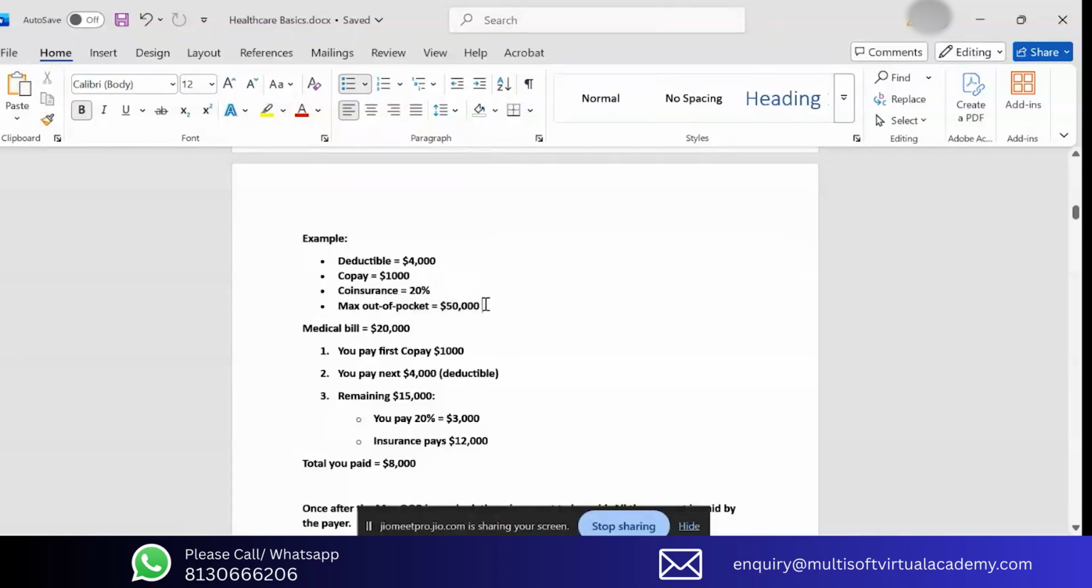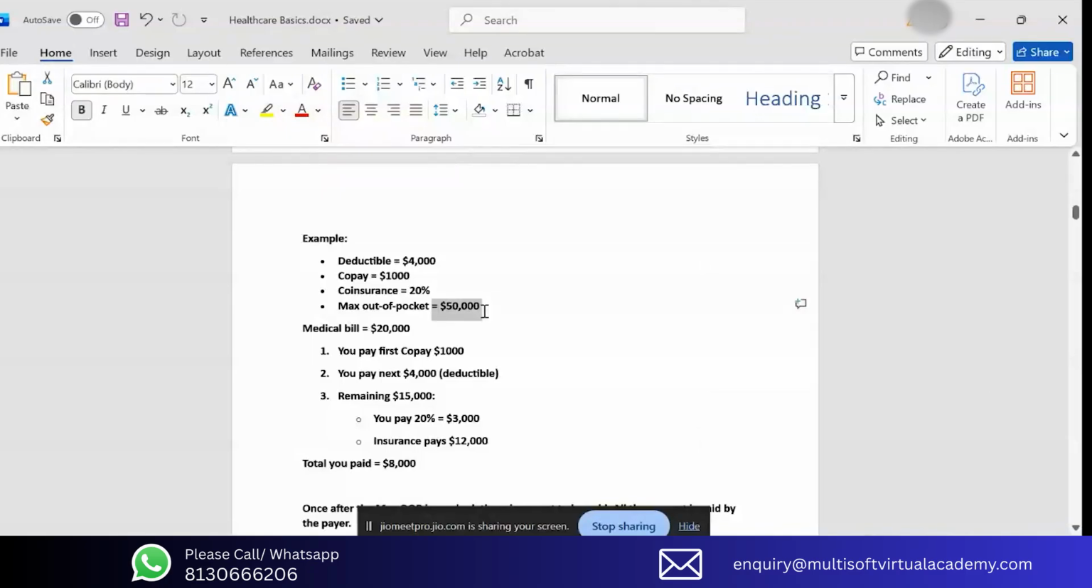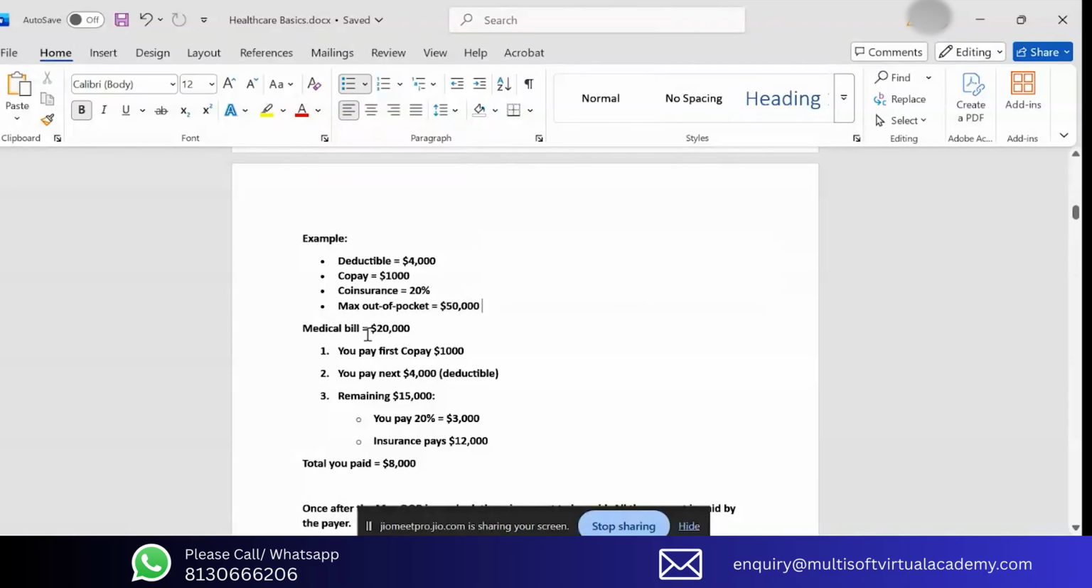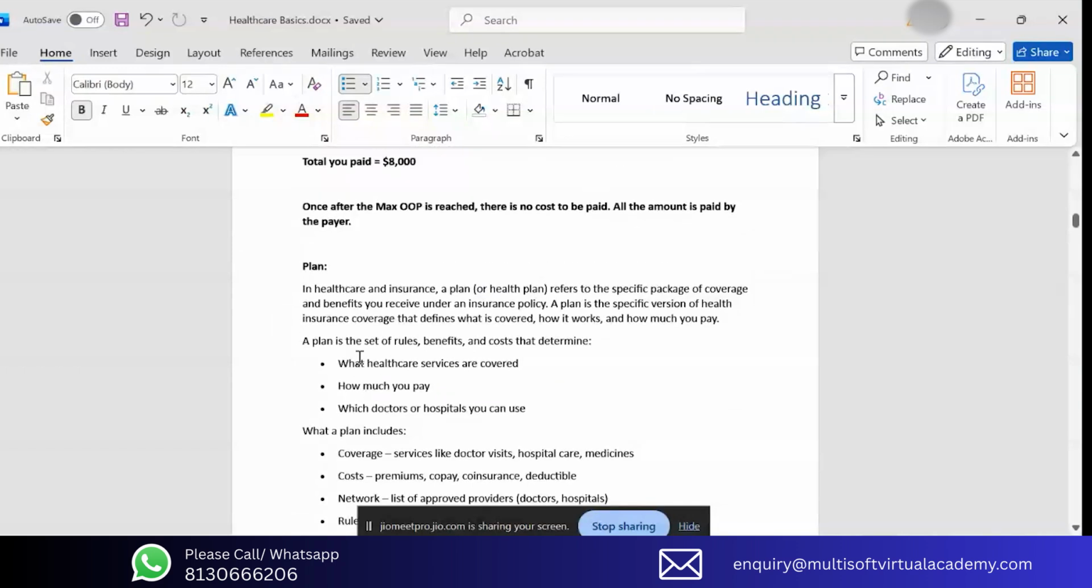Meaning $50,000 already you have paid, 8,000, some 10,000 as a cumulative from your pocket expenses. When it comes to some number of visits, you have already paid $50,000 from your pocket, which you have already reached. From then onwards, if your medical claim is $20,000 or whatever it might be, the insurance company will take its ownership and it will get paid. It is not that you're going to pay. Clear? Yep. Okay. So coming to plan.